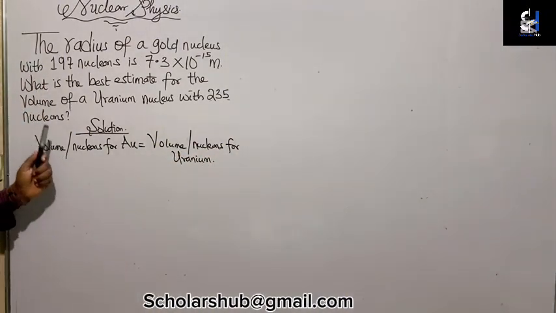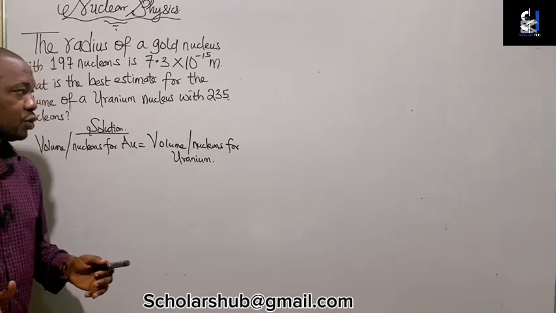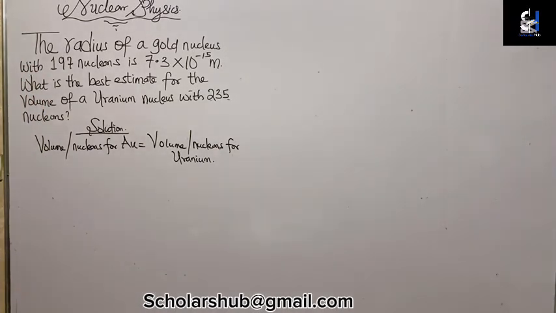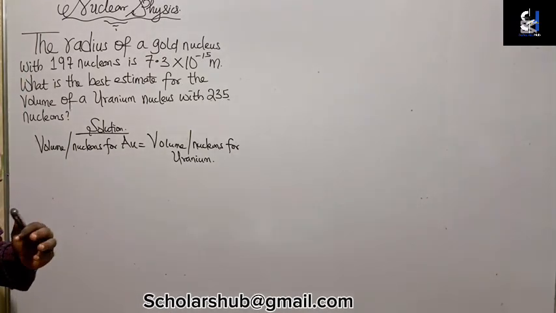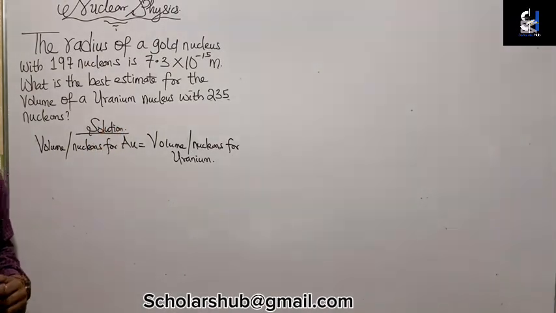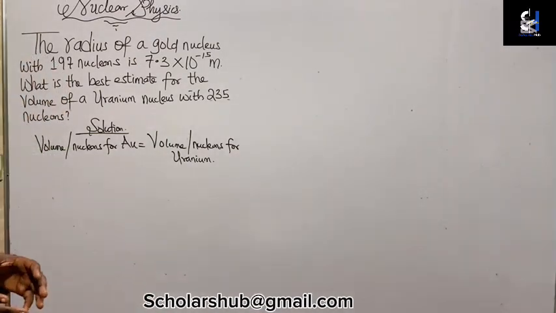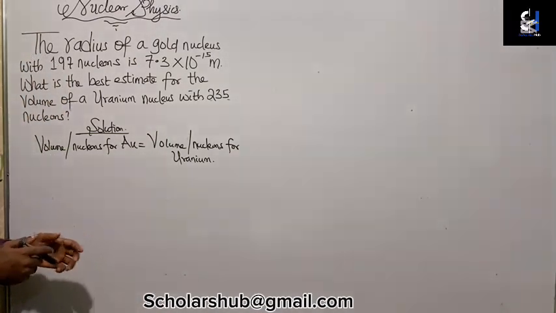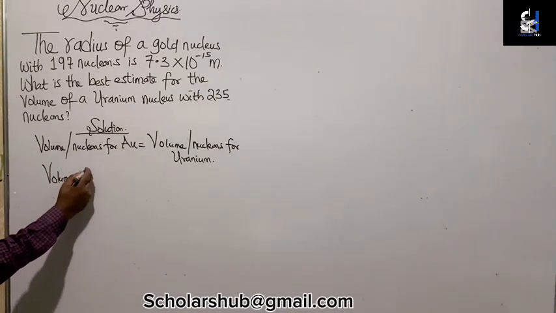We want to find the best estimate for the volume of a uranium nucleus with 235 nucleons. So we need to assume that the nucleus of the gold element is a sphere, so the volume of a sphere will be equal to that of the gold nucleus. Let's first find the volume of gold.